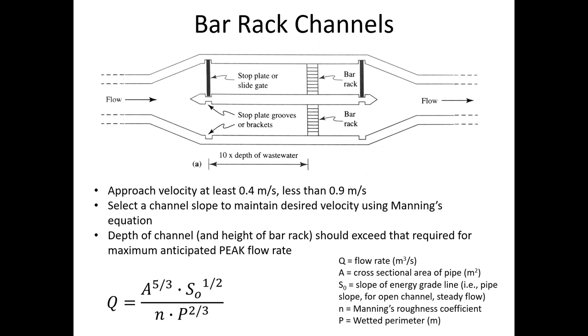The thing that's tricky is, remember, we have variable flow rates. We could have a really low flow rate at night, a relatively high flow rate during the daytime hours or during storm events, and so it can be tough to keep the velocity within this range.